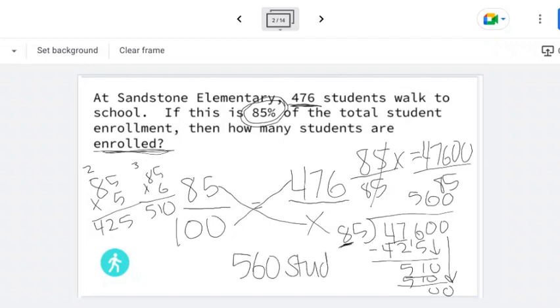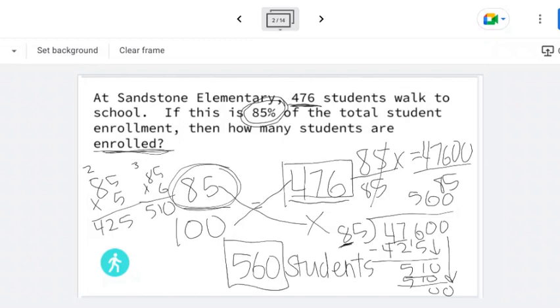560 students. Now, if we look at that, we need to say, does that seem reasonable? If I look at 85%, that's a pretty high percent, pretty close to 100. 476 out of our 560 students, that seems reasonable.